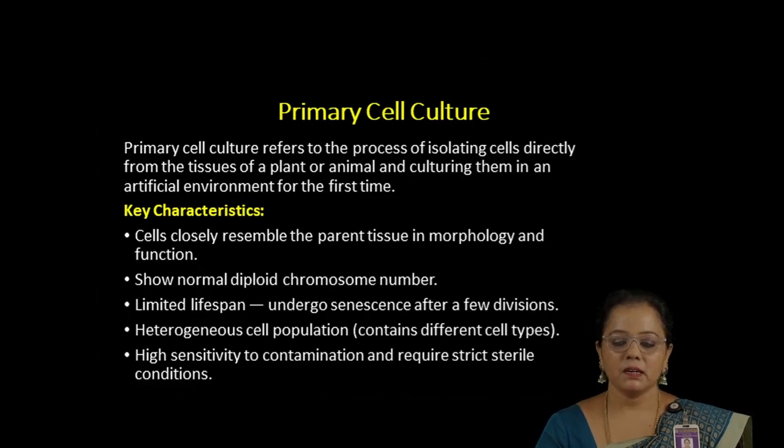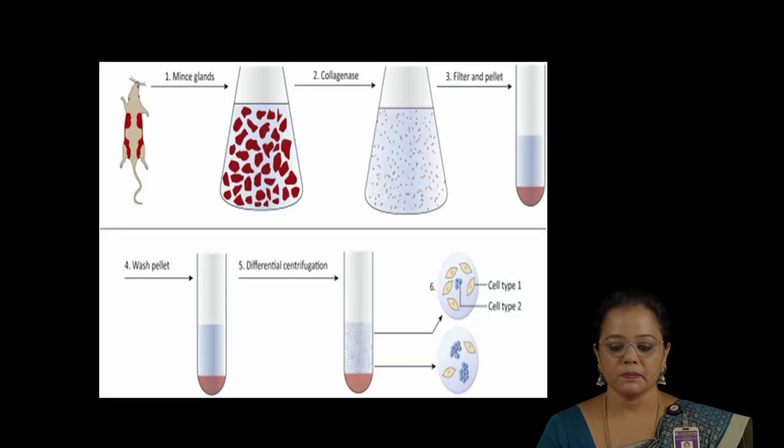Coming to the primary cell culture, it refers to the process of isolating cells directly from the tissues of a plant or animal and culturing them in an artificial environment for the first time. So what are the characteristics? The cells closely resemble the parent tissue in morphology and function. They show normal diploid chromosome number and have a limited lifespan. They undergo senescence after very few divisions. They are heterogeneous in nature, that is, they contain different cell types. They are highly sensitive to contamination and require strict sterile conditions.